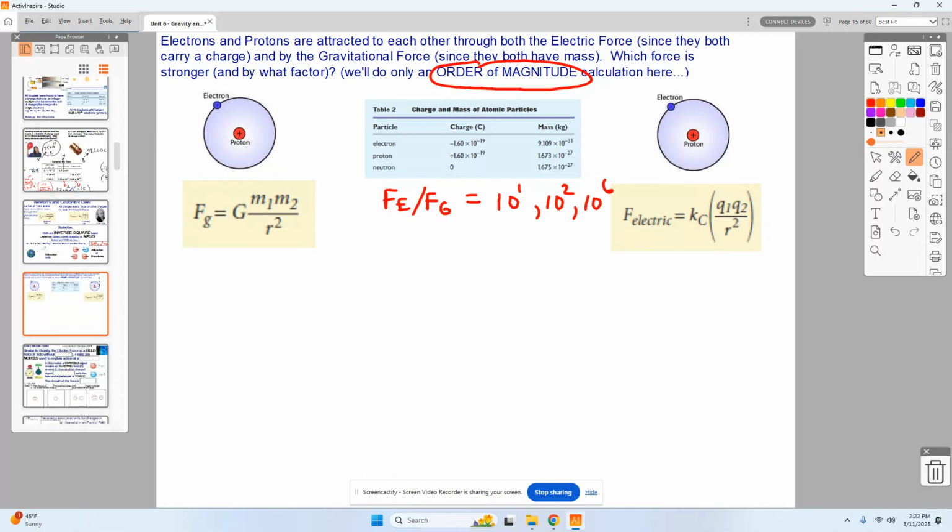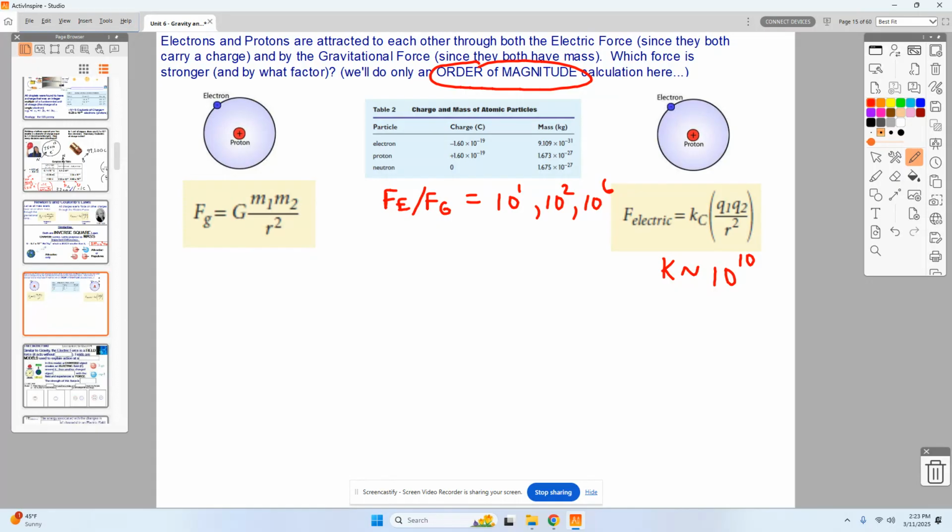Now, without a calculator, I want to use powers of 10 here. So let's go ahead and take K. And instead of saying it is equal to 8.99 times 10 to the 9th, I'm going to say it's approximately 10 to some power. What power of 10 would you say K is, knowing that it's 8.99 times 10 to the 9th? You'd say it's 10 to the 10th power. And the reason for that is I'm going to go to the closest power of 10 I can. Well, 8.99 is bigger than 5. So I'm going to round that exponent up to 10 to the 10th.